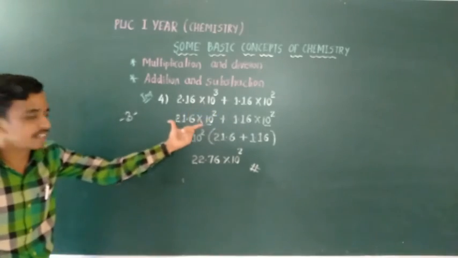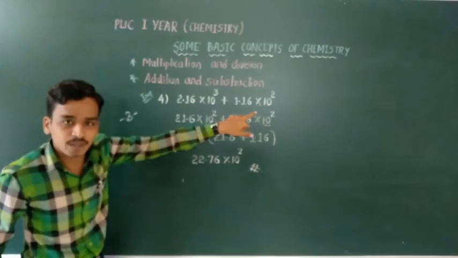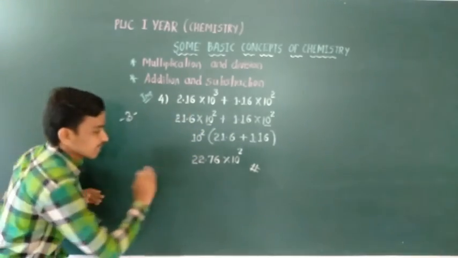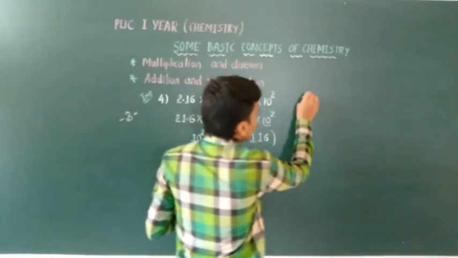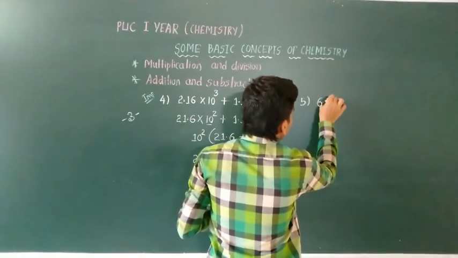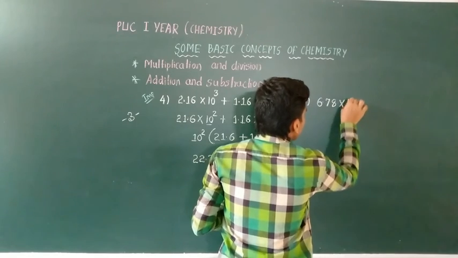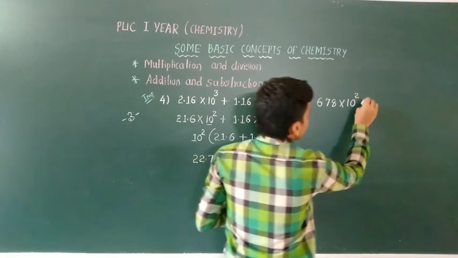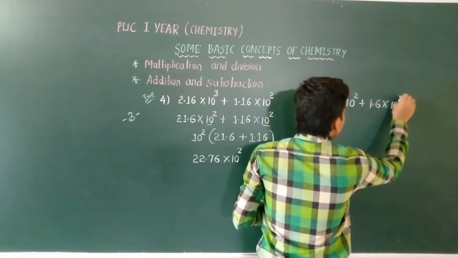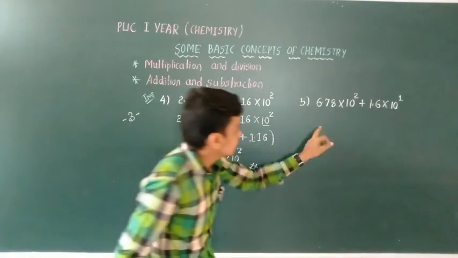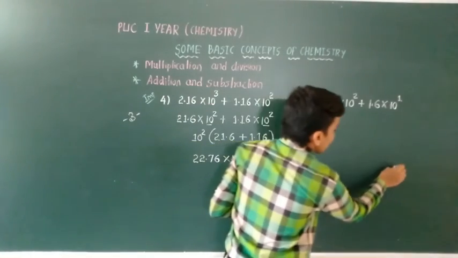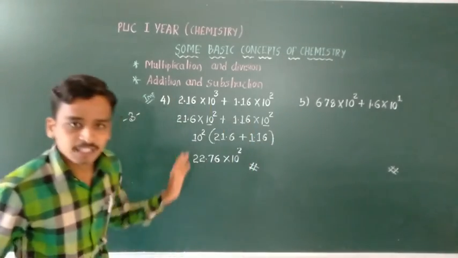Okay, this step 1 is most important. Converting 3 into 2 is quite important here. Similarly, you can solve another simplification as homework. Write the fifth problem in homework, same method: 6.78 into 10 to the power of 2 plus 1.6 into 10 to the power of 1. To solve this with the same method, here also you have to convert 2 into 1, and after that you get one simplified number, which you have to report in the comment section.